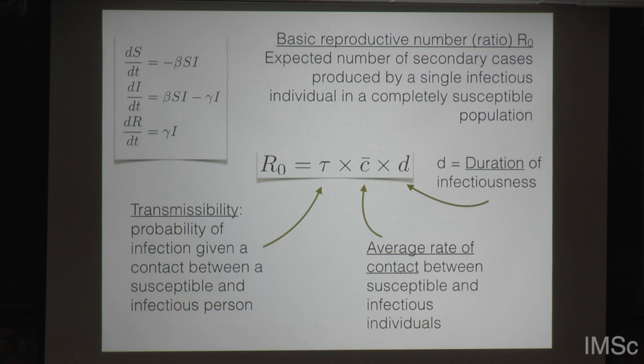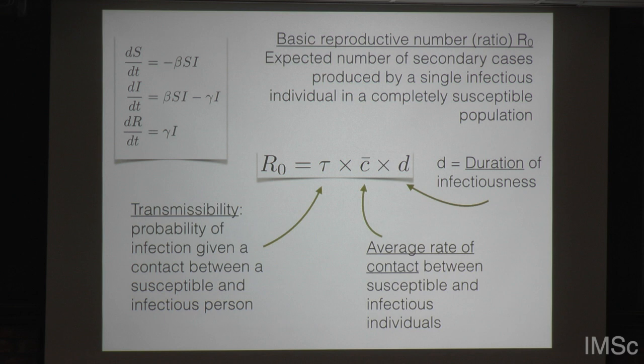If you're infectious for 100 days, there are 100 times more people that you can actually infect in that period. This second term here is the average rate of contact between susceptible and infectious individuals. Okay? In this case, it's one infectious individual with the susceptible background here. And that tells you it's a measure of how many people you meet.